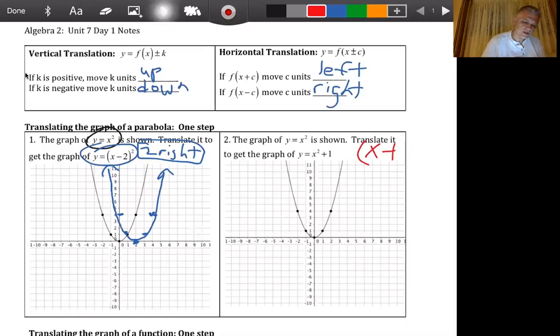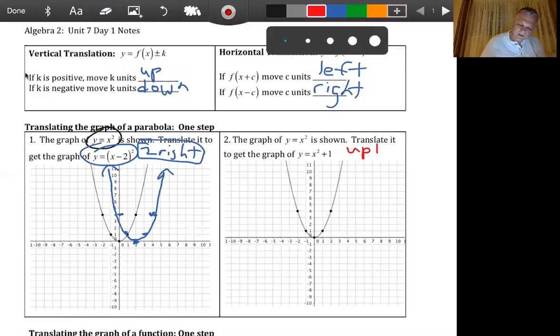What we're working with is a +1 that's outside the parentheses, and therefore, we're going to look back at this rule here, where if we add or subtract a number outside of the x's parentheses, we're going to go either up or down, because if it's not in with the x, it affects y. So +1 tells me that I'm going to translate up 1 unit. Okay, so all 5 of these points right here, we're going to move all of them up 1 unit.